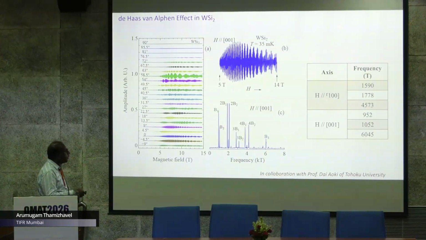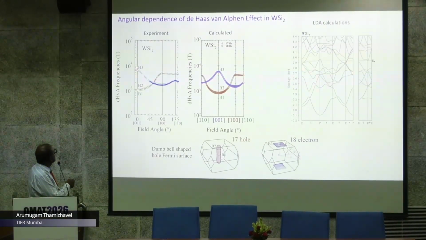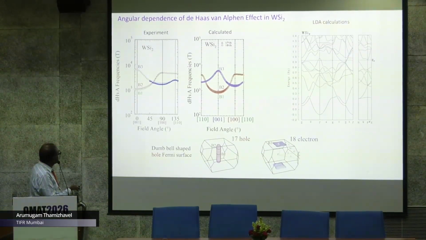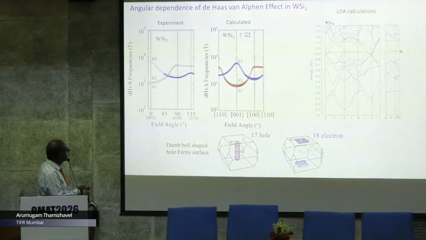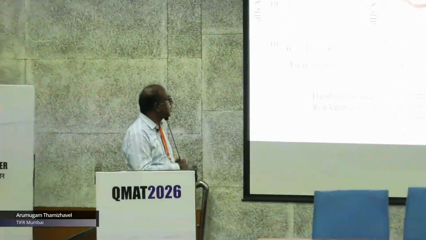And these are the 3 different frequencies along 2 different crystallographic directions. This is the experimental angular dependence, and the theoretical and experimental results match very well. And from this, we have constructed the band structures. So this is all about MoSi2.